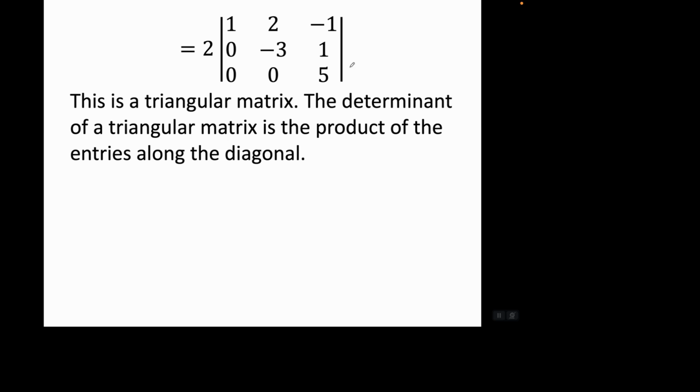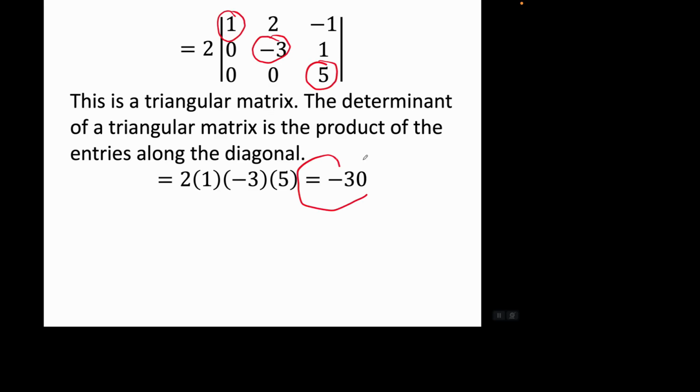Now earlier I said we wanted to get in row echelon form. Really, it's okay if these are not all ones. It just needs to be a triangular matrix. We need to find the product of the entries along the diagonal. The value of this determinant is going to be 2 times 1 times negative 3 times 5. In other words, negative 30. That's the value of the determinant.